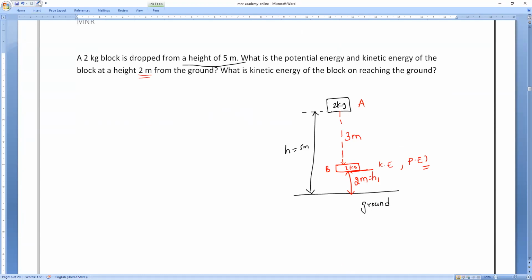Above from the ground, how many meters? Totally 5 meters above the ground, initially. After that, we have to find the potential energy and kinetic energy at what point? At 2 meters above the ground.